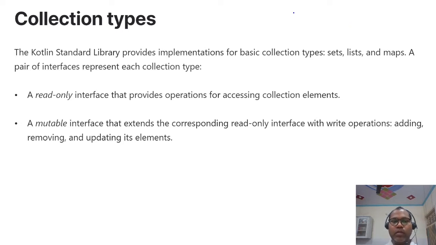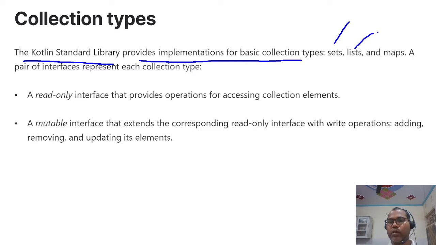So that is the basic concept. Now Kotlin: the standard library in Kotlin provides implementations of basic collection types like set, list, and map, as a pair of interfaces. So for these concepts, list, set, map, the top level is defined as an interface, and this interface has two kinds of implementation: one is read-only, the second is mutable.